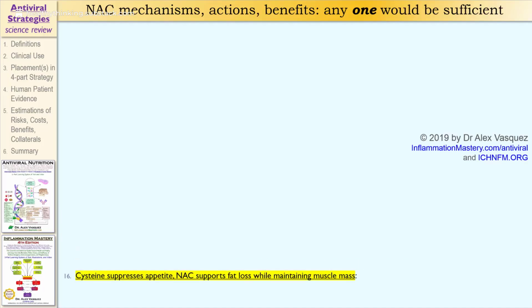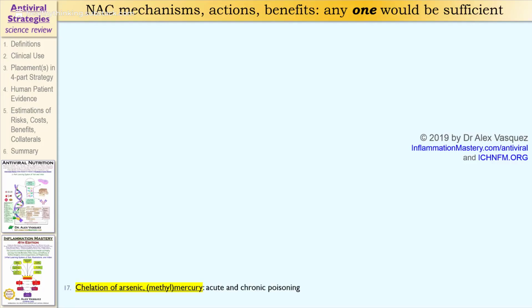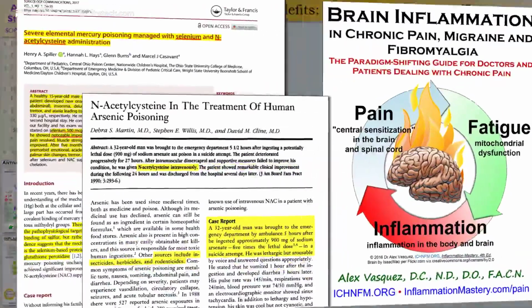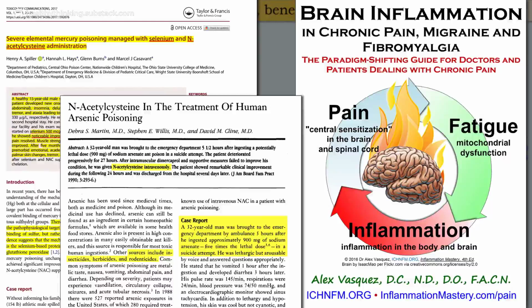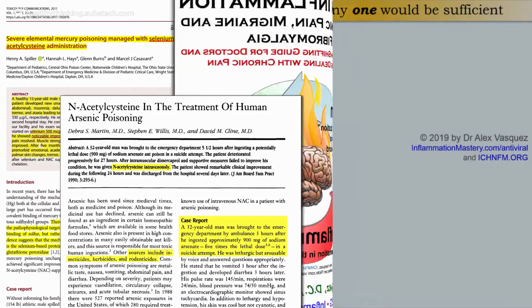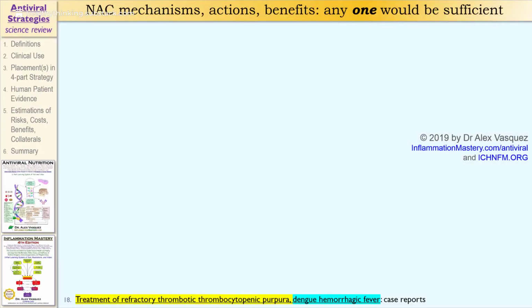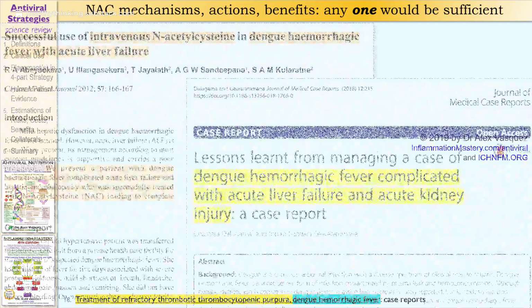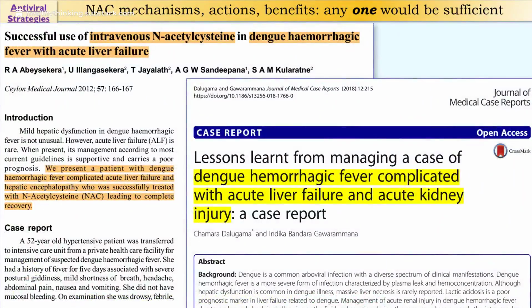Newer research in animals and in humans has shown that cysteine helps to suppress appetite and helps support fat loss while maintaining muscle mass. Number 17, NAC has been used in the clinical chelation of arsenic and also methylmercury in acute and chronic poisoning. And finally, number 18 on my list, of course I could have gone on, but I decided to limit it to what I could fit on one page. NAC has also been used in the treatment of refractory thrombotic thrombocytopenic purpura and also dengue virus hemorrhagic fever.